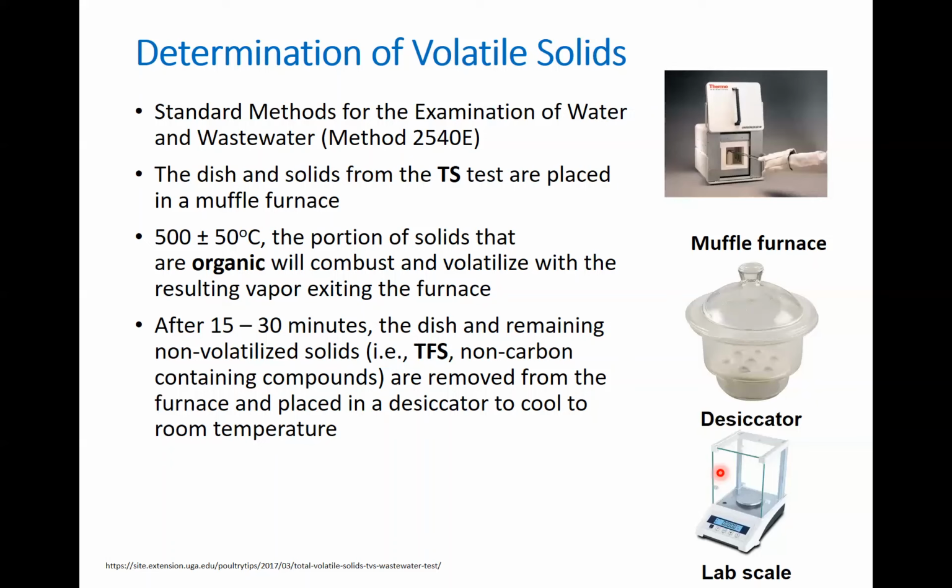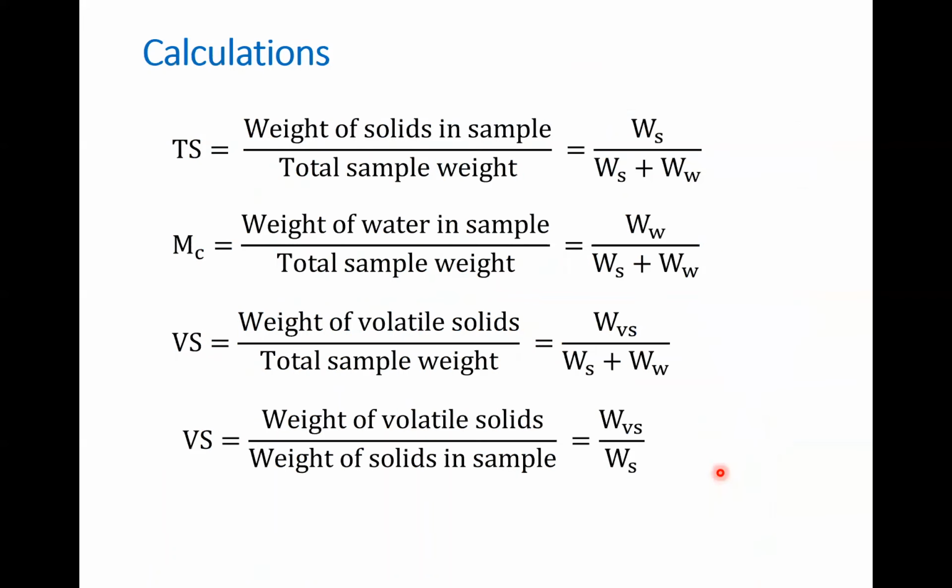After we combust them, we put them again in the desiccator, and after cooling down, we weigh again. Based on the difference in weight, the total solid calculated in the previous step after drying, minus the amount of leftovers after the combustion, gives you the amount of volatile solid. The remaining after the muffle furnace gives you the total fixed solid, or the ash. So very simple actually.